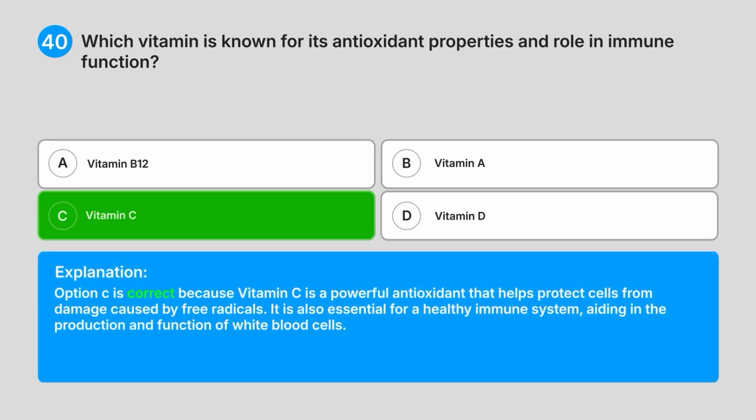Explanation: Option C is correct because vitamin C is a powerful antioxidant that helps protect cells from damage caused by free radicals. It is also essential for a healthy immune system, aiding in the production and function of white blood cells.